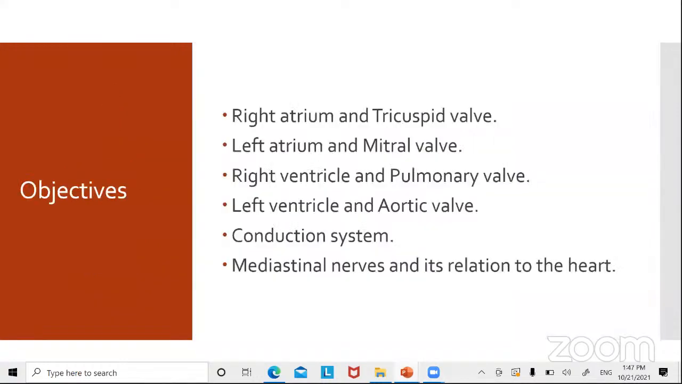So these are the objectives: the four cardiac chambers, the anatomy of the four valves, the conduction system, and finally the mediastinal nerves and its relation to the heart.